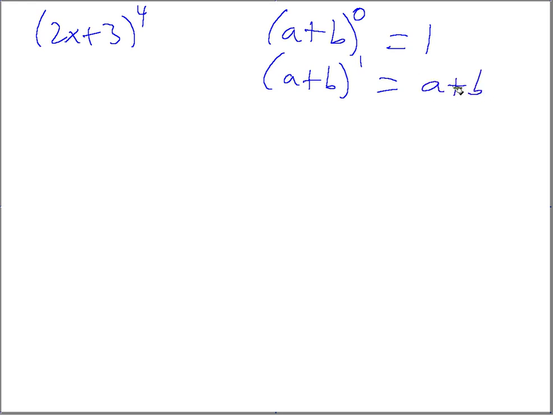A plus b. What about a plus b quantity squared? Well, we've seen that formula before, right? Isn't that a squared plus 2ab plus b squared, right? We've seen this perfect square formula in the past.